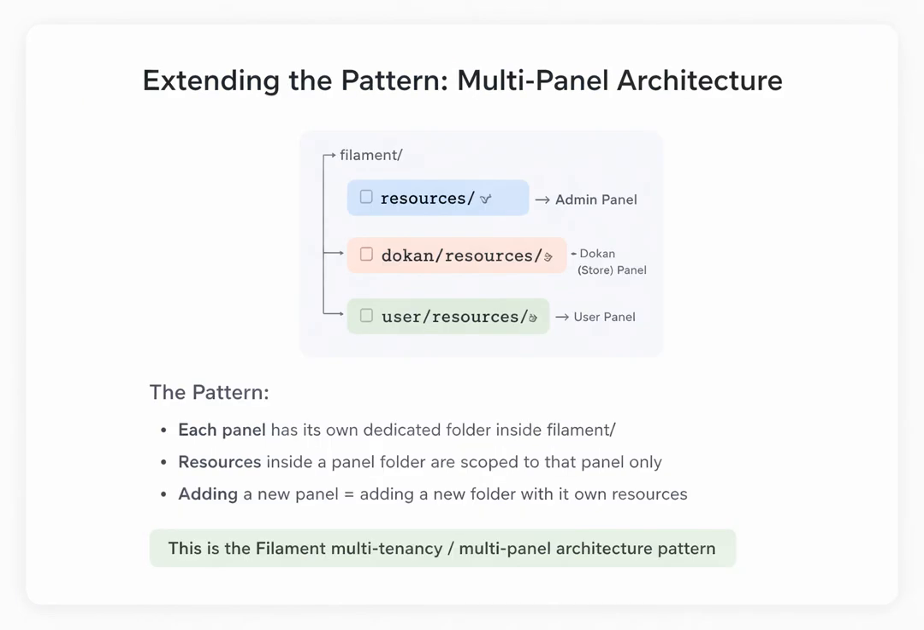What's really elegant about this architecture is that it scales. The pattern is consistent. Every panel gets its own folder inside the filament directory, and every resource inside that folder is scoped exclusively to that panel. So right now we have admin at the root level and DoCan inside its own subfolder. If the application ever needed a dedicated user panel, say for customers to manage their own accounts, you'd simply create a user folder at the same level as the DoCan folder and put user-specific resources inside it. This is the filament multi-panel architecture pattern, and understanding it is fundamental to building well-organized, maintainable applications.